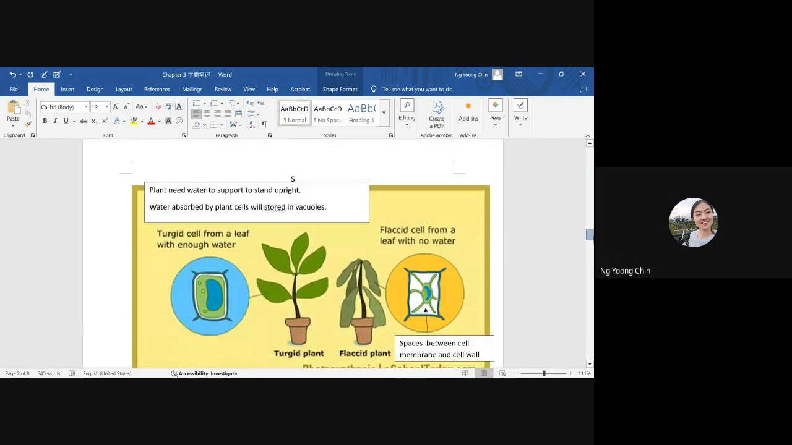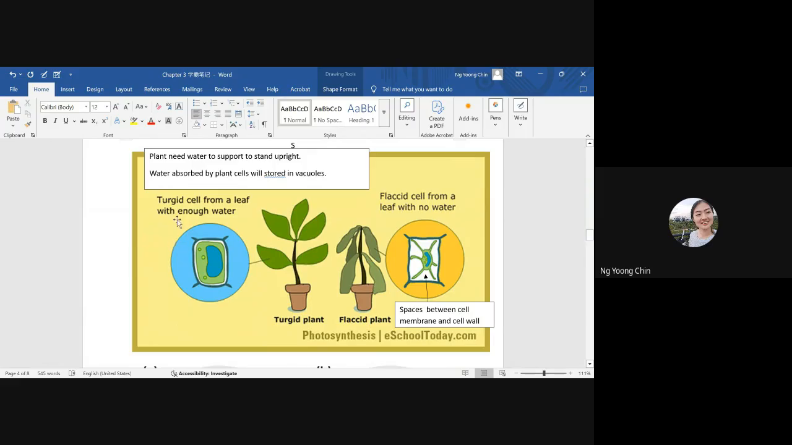Okay, then, for this one, turgid and flaccid. This is likely to come up in the exam, turgid and flaccid. So why does the plant cell need turgor pressure? Because the turgor pressure helps to support the plant so they're able to stand upright.